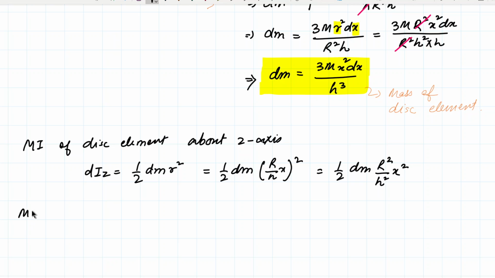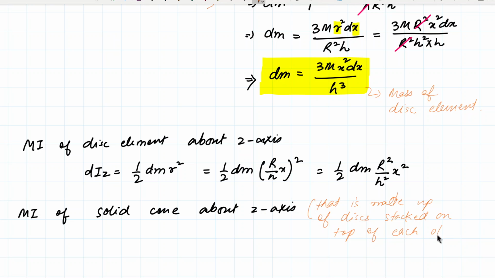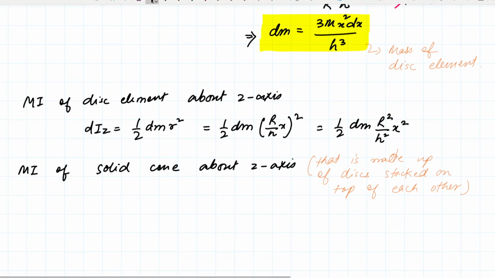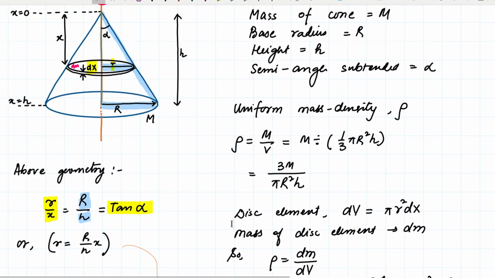All right, so the moment of inertia of a solid cone about the z axis, which is made up of disks stacked on top of each other, is I_z = integration of dm upon 2 r square, that is x square upon h square.